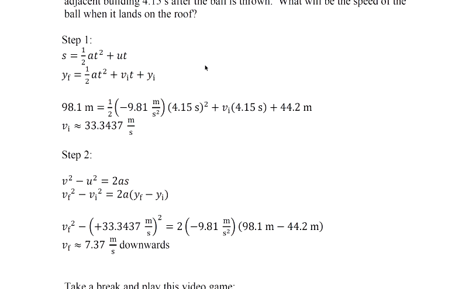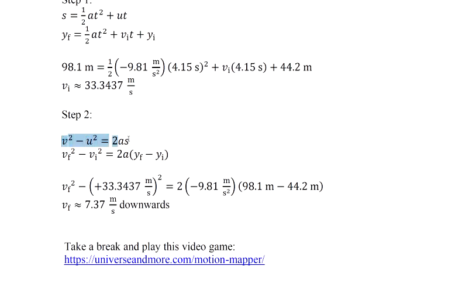So now they want the speed of the ball once it lands on the roof. So this is a two-step problem. Step 2, we're going to use this equation. V squared equals U squared plus 2AS, where V is final velocity and U is initial velocity. S means S final minus S initial, which is change in displacement. So now we could just solve for V final. The answer is 7.37 meters per second downwards.